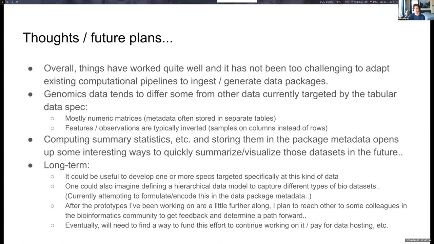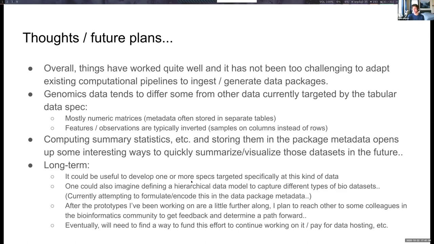Something I've also been thinking about is how to hierarchically define or organize the data models, because genomics data all tends to follow this convention, but then there are different types depending on the assay. So one could imagine defining one master spec and then either having subspecs for different data types or possibly just defining specific terminology to use in the metadata to delineate which is which.